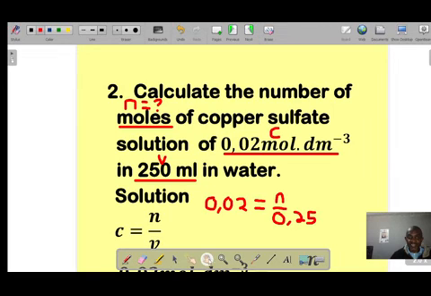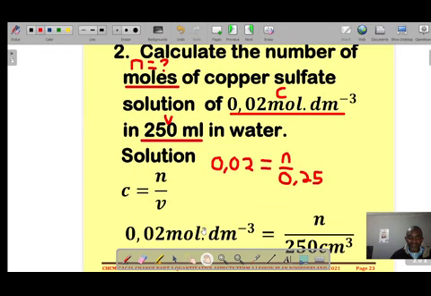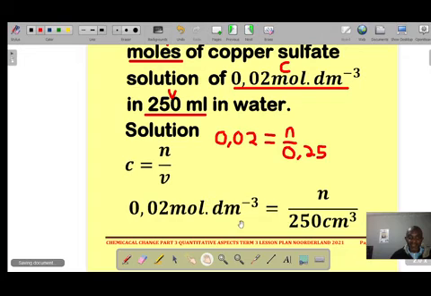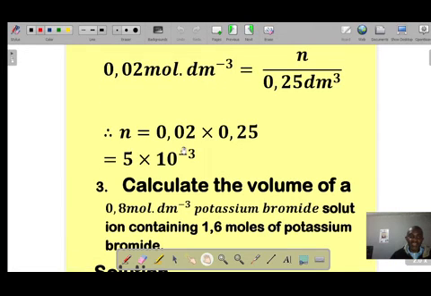Let's proceed here. That's what I do exactly here. And if I continue here, I find out that after multiplying, that gives me 5 times 10 to the power negative 3 moles. Please put the units there. I think I forgot to put moles. These are moles. The question is already in moles. I hope we are together.